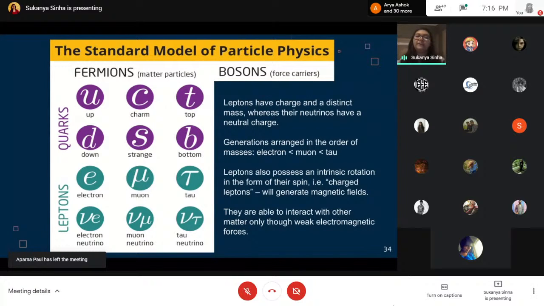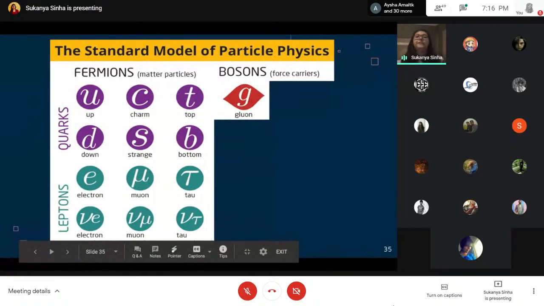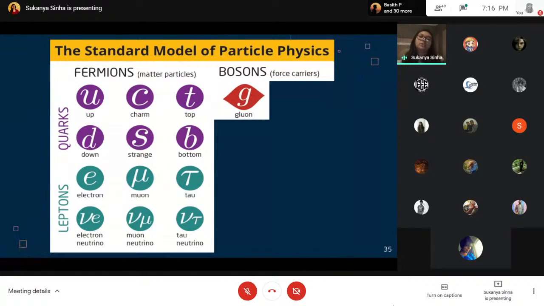So now I've discussed the fermions, which are the matter particles. But the exchange or the interaction of these fermions or leptons depends on something called the bosons. The first one I'd like to talk about is the gluon. The gluon basically carries the strong force. What I mean by this is that the gluon is the force carrier for interactions between quarks.